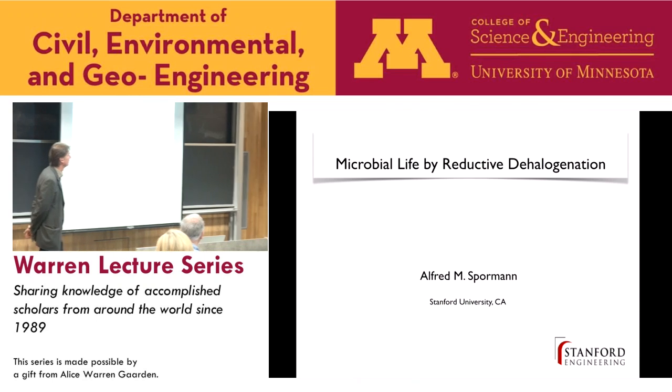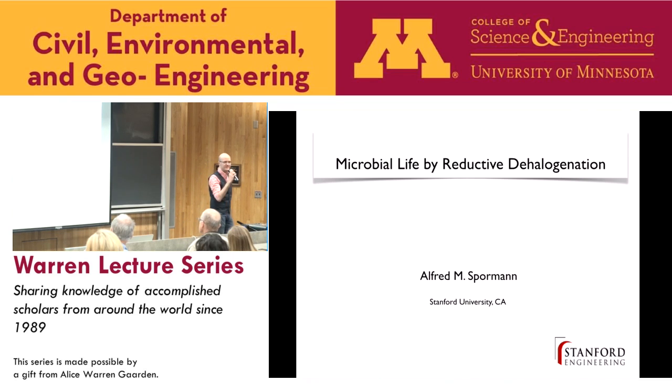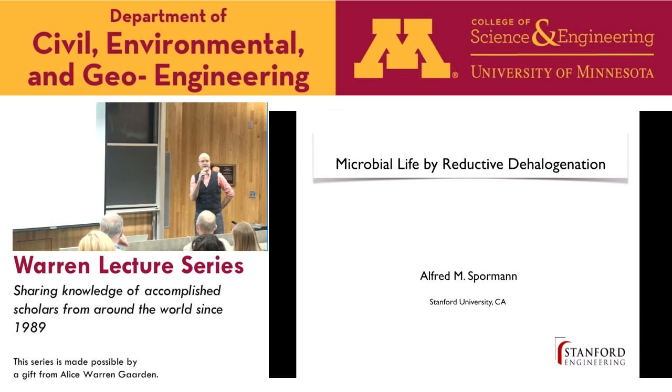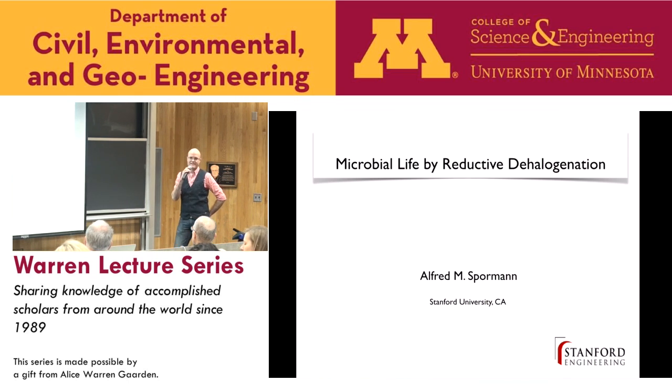Departmental Warren Lecture Series. Our speaker today is Alfred Spormann from Stanford University. Alfred got his PhD in 1989 from Marburg University in Germany. He then went on, as a postdoc, to the University of Minnesota, where he worked for 1 year with Harry Hogenkamp in the Department of Chemistry.